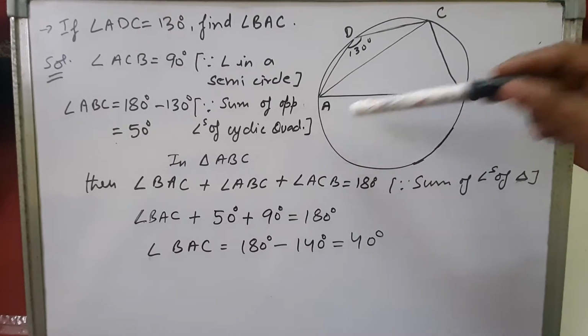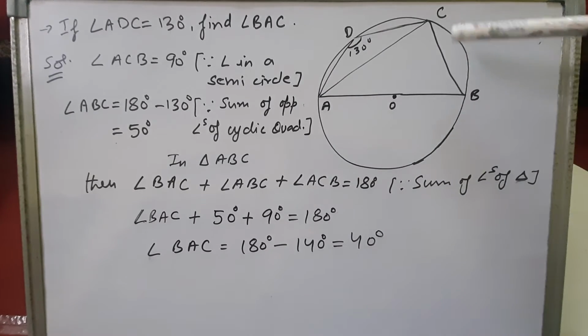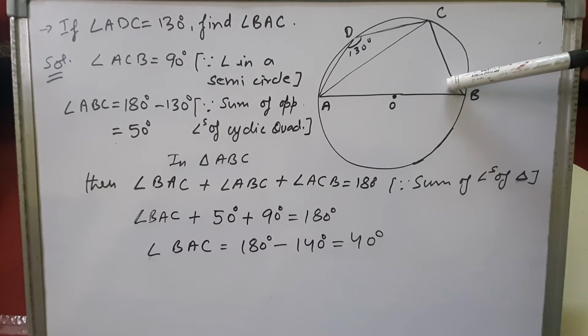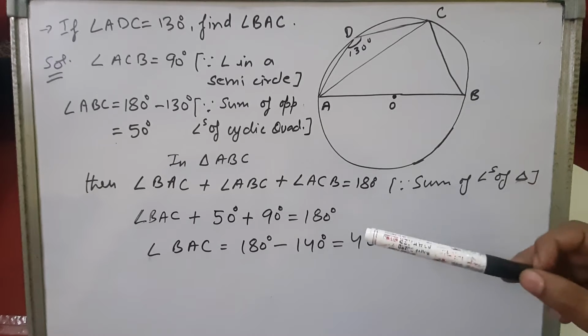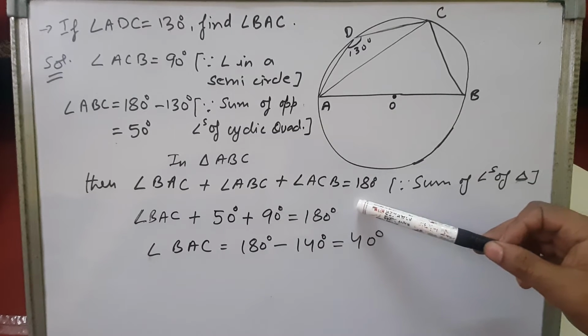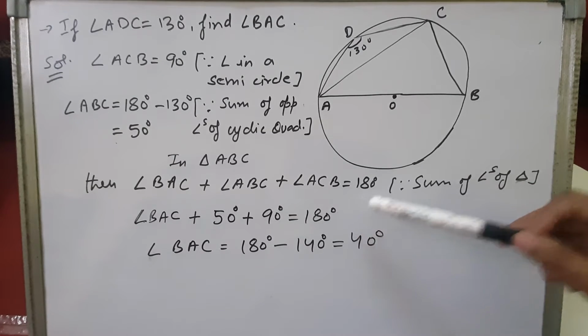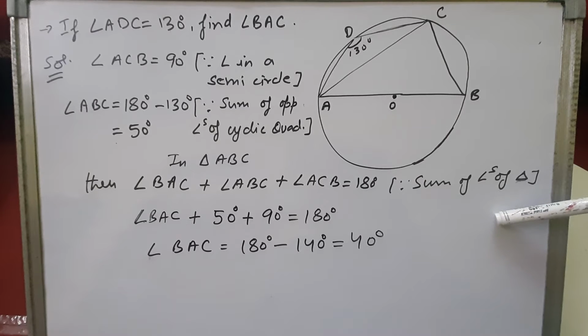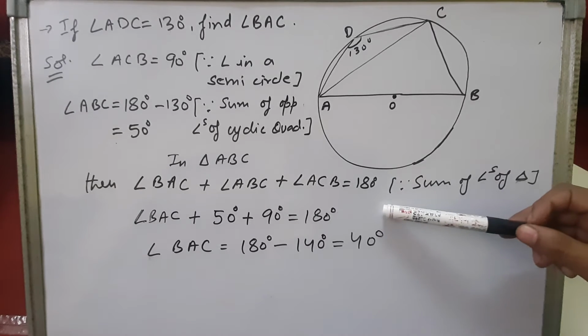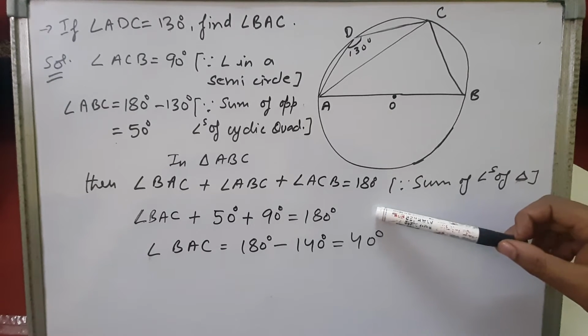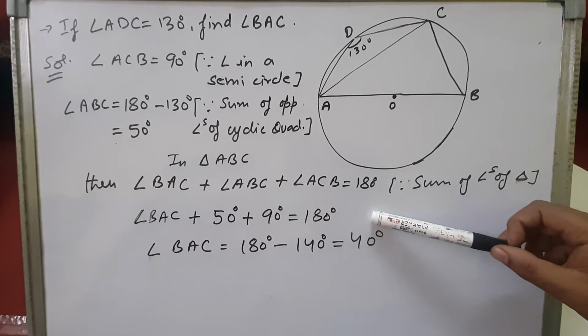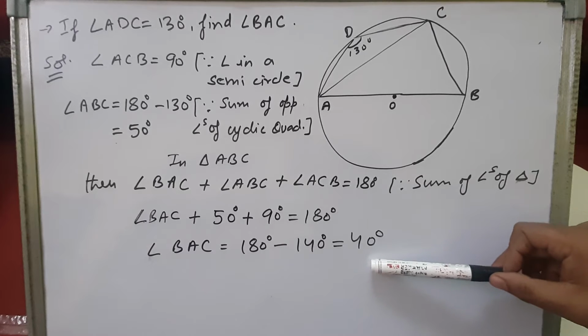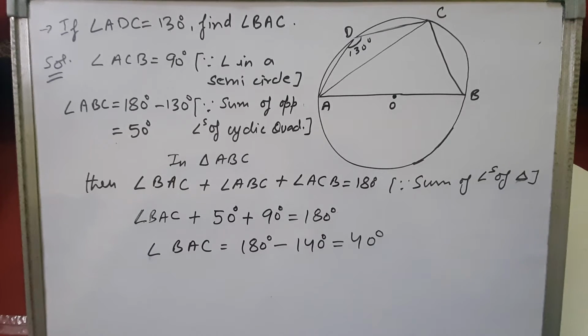Now you can see in triangle ABC, the sum of the interior angles of a triangle is 180 degrees. So this is 90, we know, and this is 50, we have calculated. So angle BAC plus angle ABC plus angle ACB will be 180 degrees, because of the sum of interior angles of a triangle. Substituting the values of angle ABC and ACB, BAC plus 50 plus 90 equals 180. So the value of BAC will be 180 minus 140, which is 40 degrees. Alright children, please note down the solution.